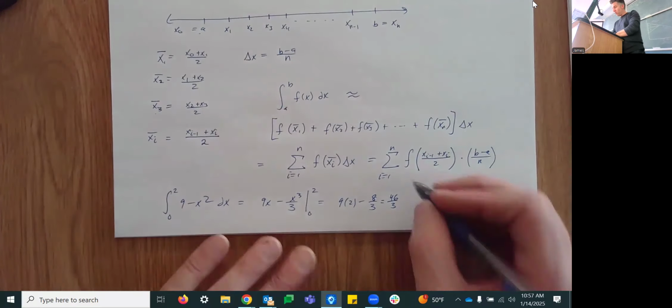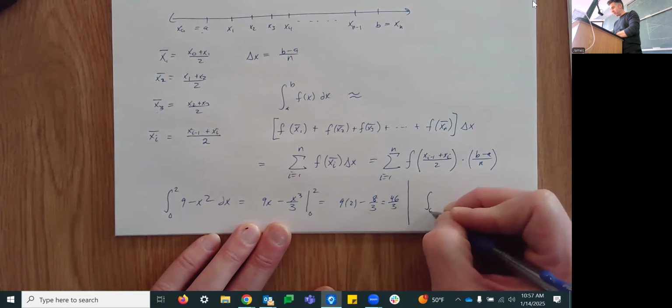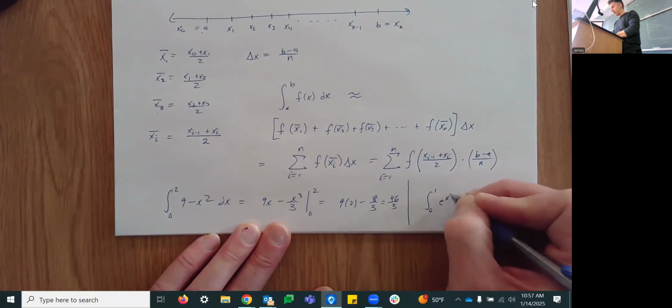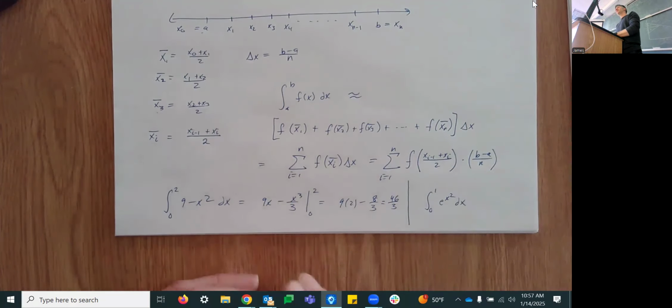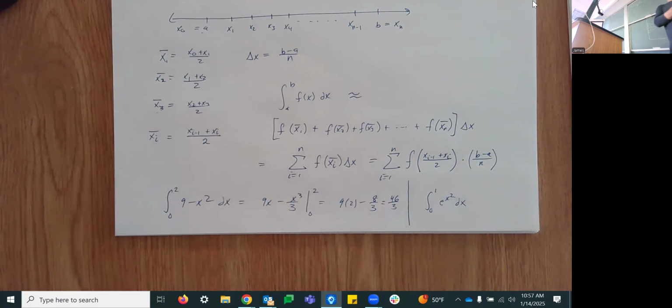But if you get asked something like the integral from 0 to 1 of e to the x squared, you can't use the fundamental theorem of calculus here because e to the x squared doesn't have an antiderivative. So that's the kind of integral where you say, well, if I still want to estimate the area, I'm going to use one of these left, right, or midpoint methods to give an estimate of the area.